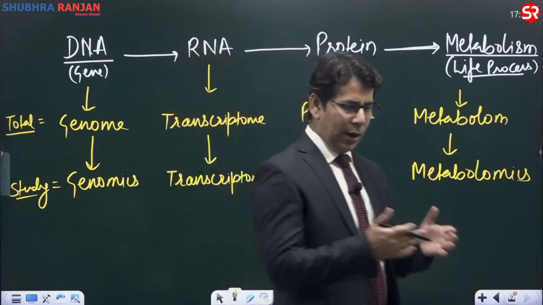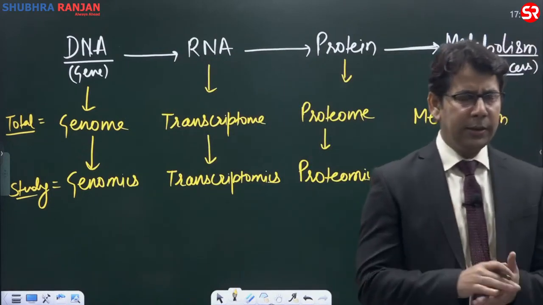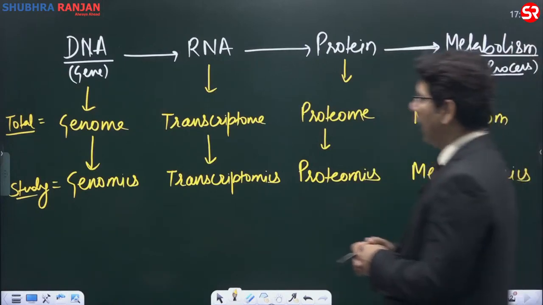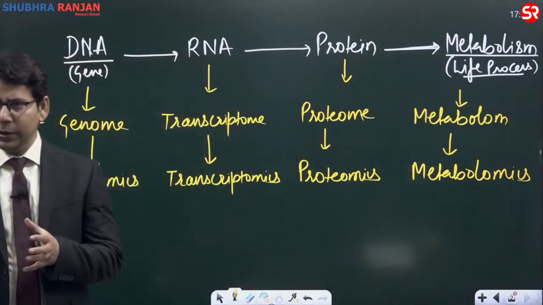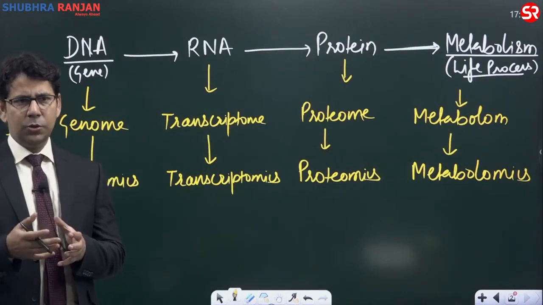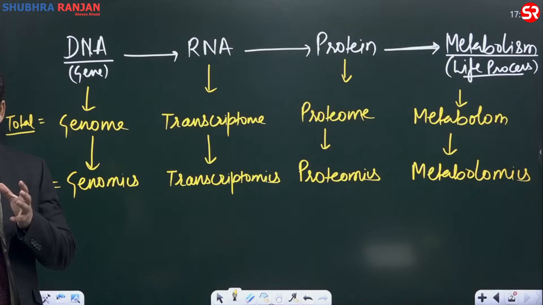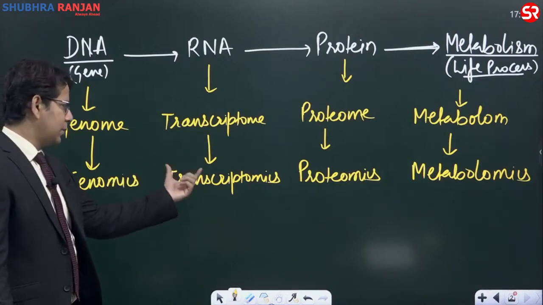That DNA to RNA, RNA to protein. Protein is there to determine the metabolic activity, right? And DNA means gene, and the total genes collectively are known as genome. The study of genome is known as genomics. Total RNA made by any cell or organism is known as transcriptome, and the study of transcriptome is known as transcriptomics. That means the study of transcriptomics is what?